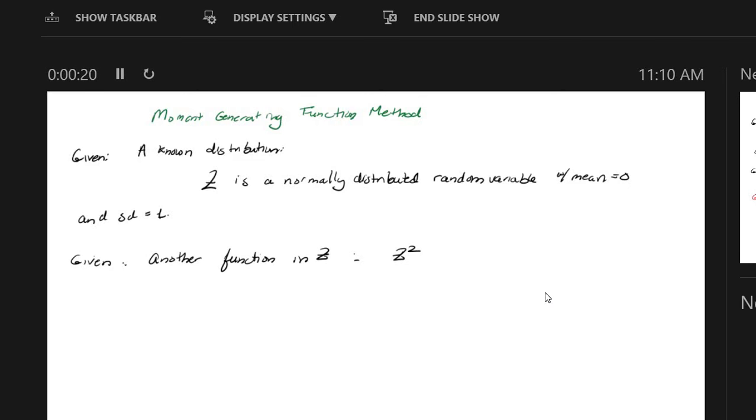Moment generating functions are like Taylor series or series solutions to differential equations. They're a way to look at something in terms of a series. So if you don't know a distribution, you can run the first few terms of a moment generating function, and it'll tell you something about that distribution.